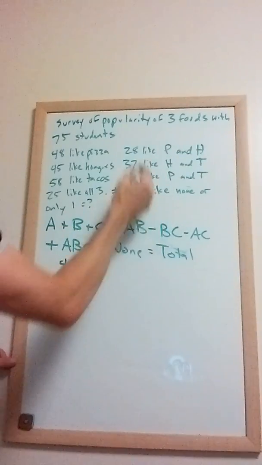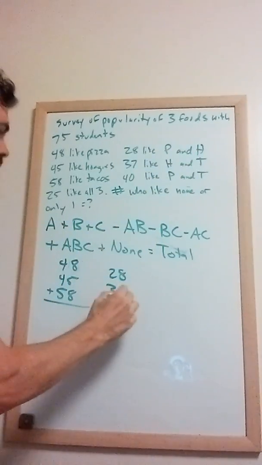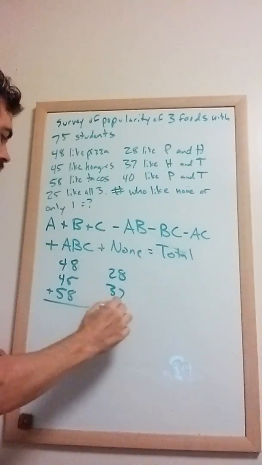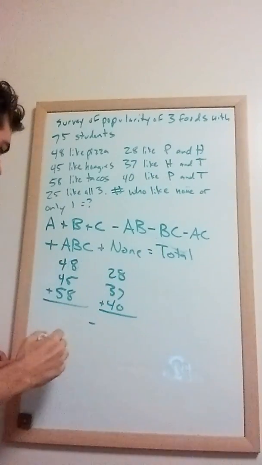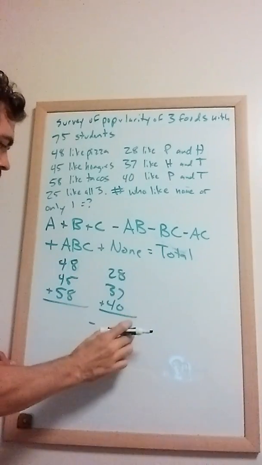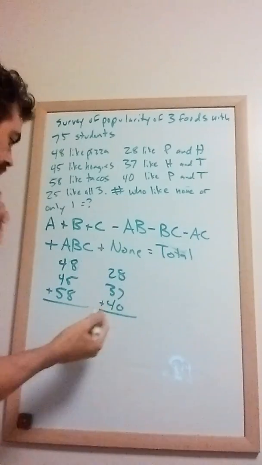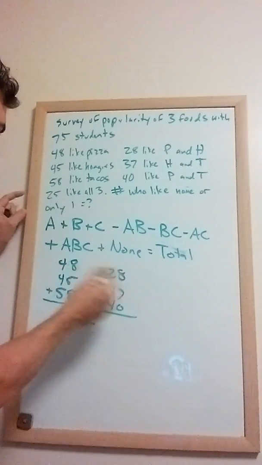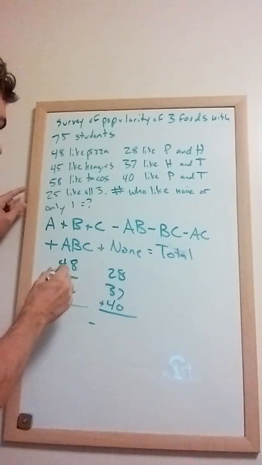Here's the doubles, right? So 28 people like these two, 37 people like these two, and 40 people like these two. I'm going to subtract all 3 of these. One way I could do it is I could just add this in a normal sort of way, and then subtract this from this. Or another way is I could look at these and subtract whatever looks easiest. Okay, so I'm going to do that.